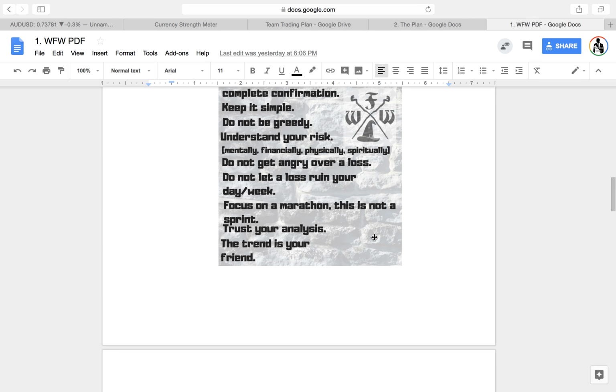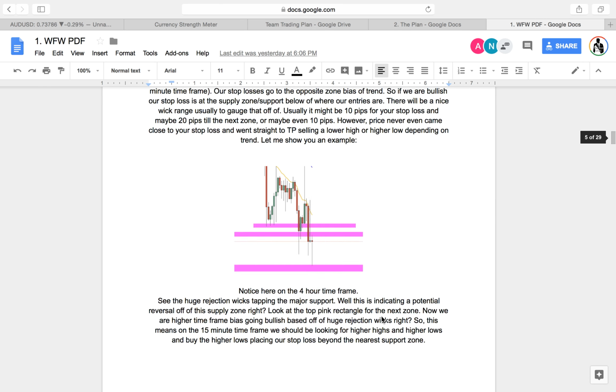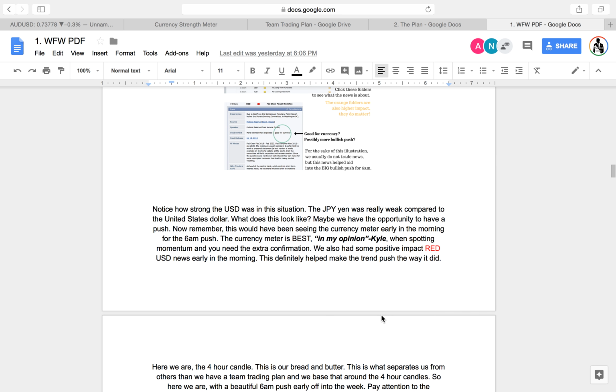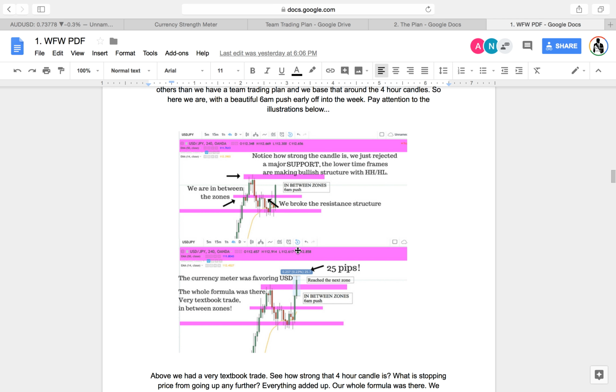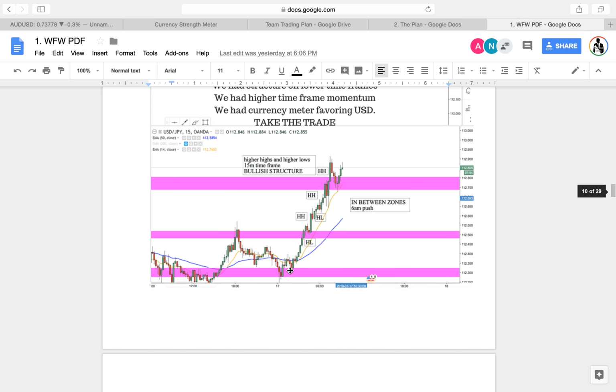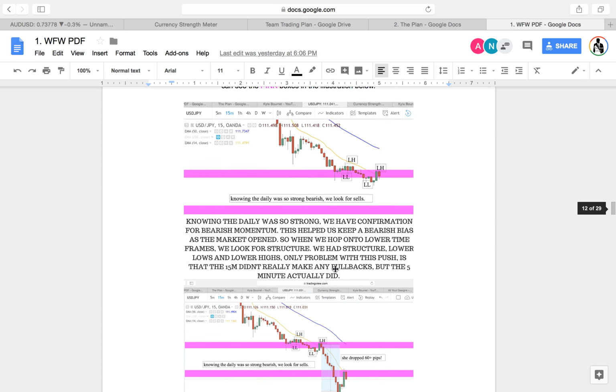This is a little look into my PDF. My PDF, it's extensive. Look, we have some new students in the PDF right now. It's extensive. How my strategy works. It's not even my strategy. It's just how the market works. Being in between zones. Look, we're in between zones. Just what it looks like being in between zones. What the lower time frames look like. Look, here it is. Being in between zones.